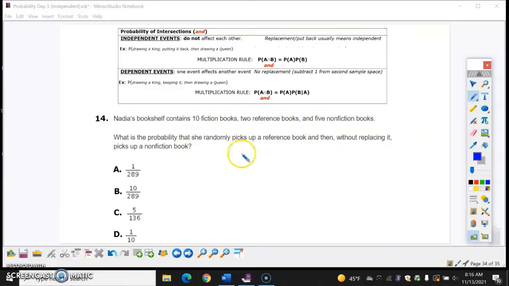Overall, 10 plus 2 plus 5 means that there's 17 books to choose from. She picks up a reference book. There's 2 out of those 17 that are reference books. If she's holding on to that and it's not being put back, then she only has 16 to choose from.